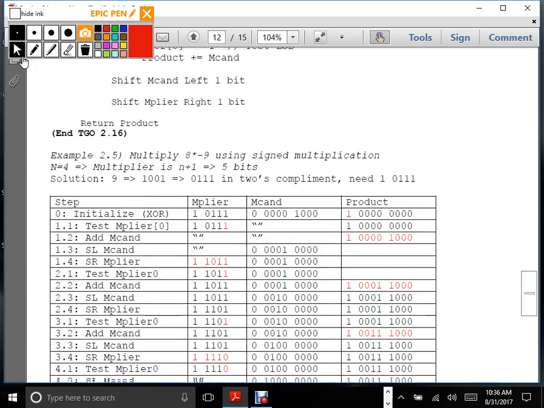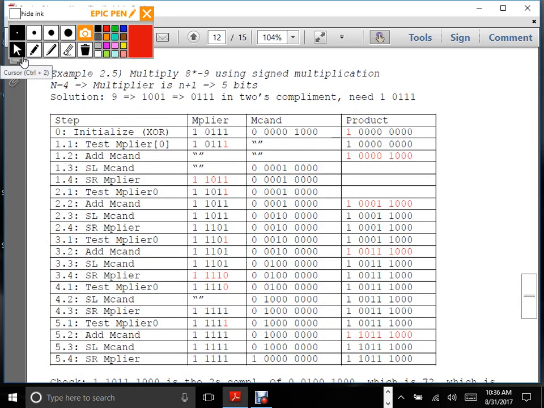So what we are doing here in example 2.5 is multiplying 8 times negative 9 using sign multiplication. In this case, and on the exam, you may assume that n is equal to 4. I will not give you a problem that cannot be represented by 4 bits.